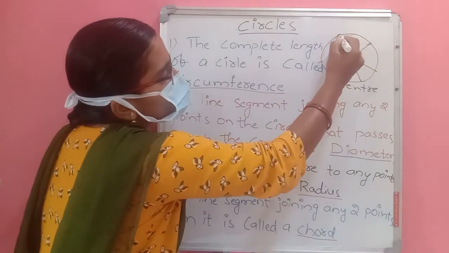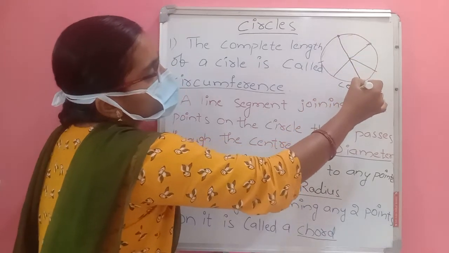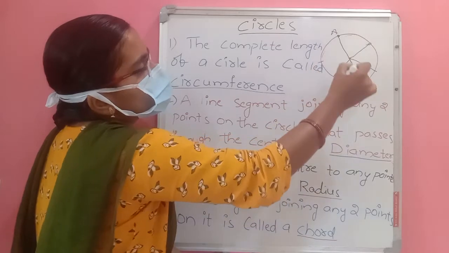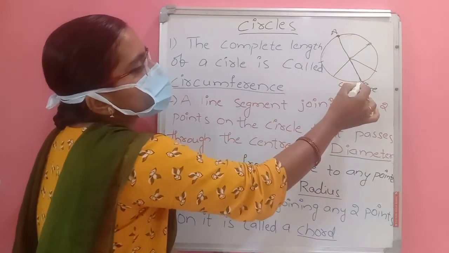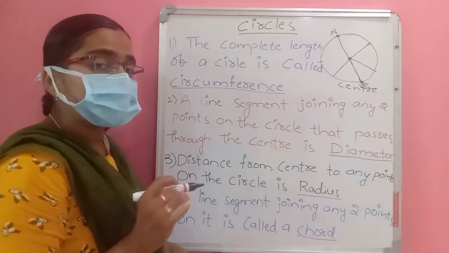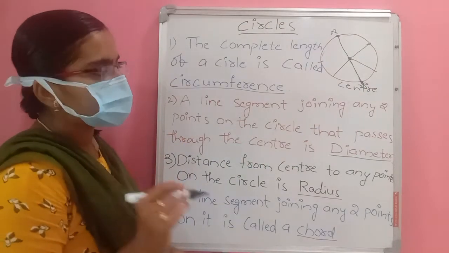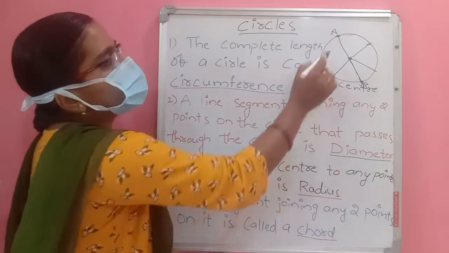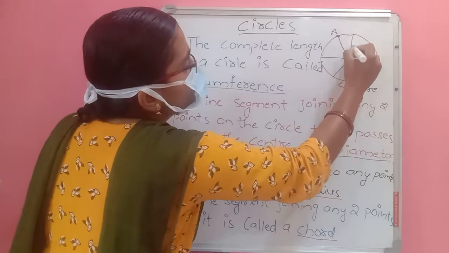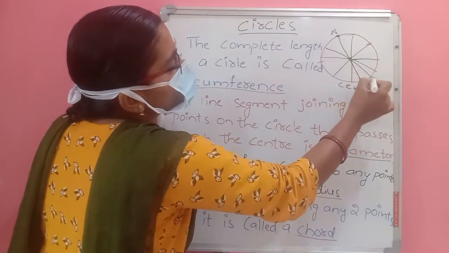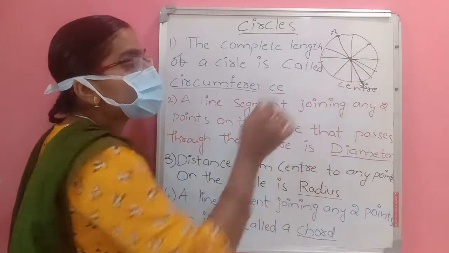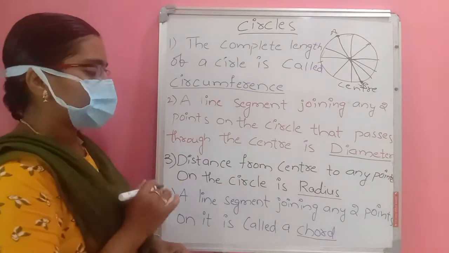Next, a line segment joining any two points on the circle. This is a point and this is a point. By this line AB, I am joining two points on the circle, and that line is also passing through the center of the circle. That is called the diameter of that circle. So we have not only one diameter, we have many diameters in a circle. A line which joins any two points on the circle and passes through the center is called the diameter.